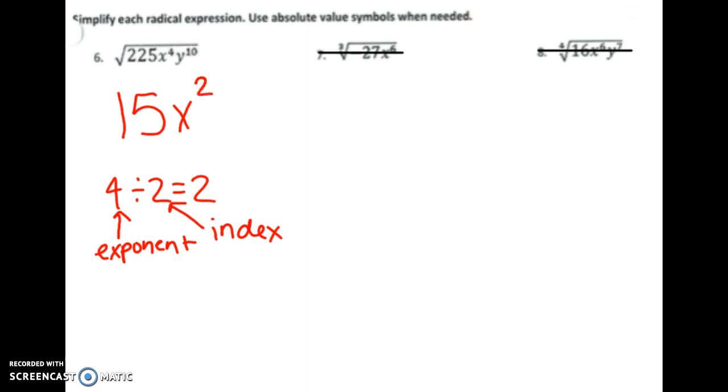Now our y's, we're going to do the same thing. We're going to take the 10, and we're going to divide it by our index, which is 2. And we know that 10 divided by 2 is 5. So this would be y to the 5th. Notice that this is an even index, and we can't have any negative numbers inside of a square root with an even index. So we have to put absolute values around the y to the 5th, since this is an odd power with an even index. So this would be your final answer.